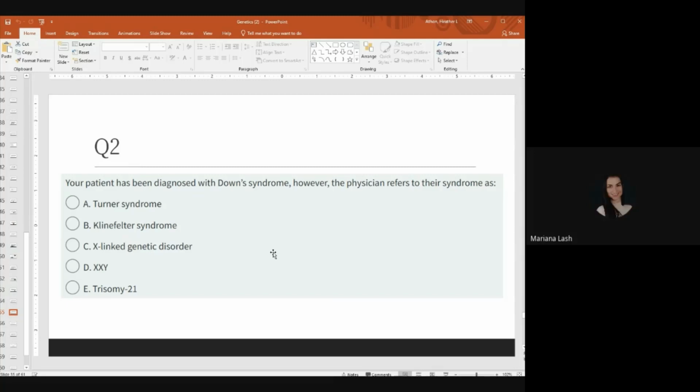It's trisomy 21? Yep, exactly. So patients with Down syndrome, they have 3 copies of chromosome 21 instead of the 2 copies, hence trisomy. And this condition is considered the most commonly occurring chromosomal abnormality in humans. So it's very commonly seen, especially in mothers who are older, like over the age of 45.